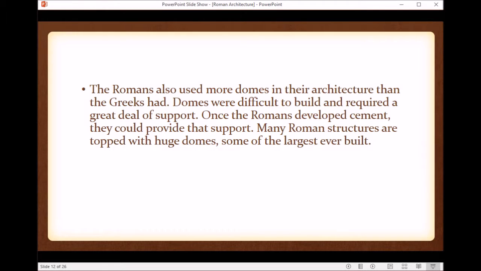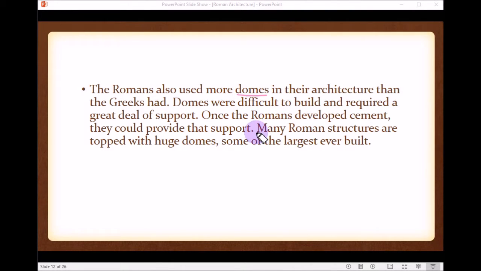All right, next paragraph. The Romans also used more domes in their architecture than the Greeks had. Domes were difficult to build and required a great deal of support. Once the Romans developed cement, they could provide that support. Many Roman structures are topped with huge domes, some of the largest ever built. All right, so our word here is domes.